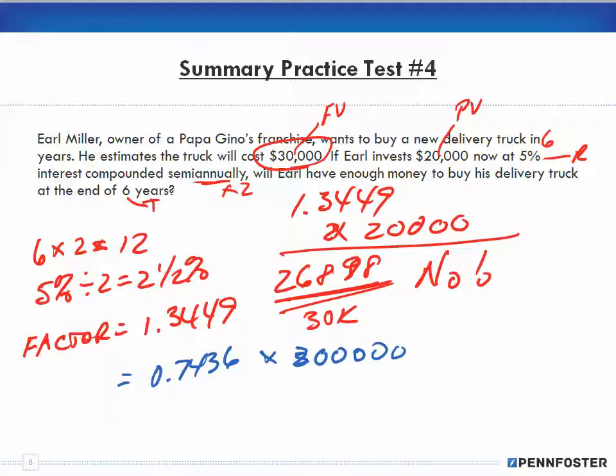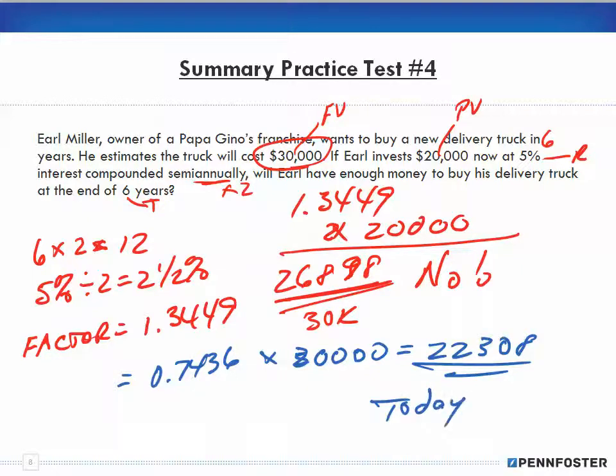whoops, too many zeros, that would have given us a present value on the 30,000 of $22,308, which means that's how much he would have needed to invest today in order to have the $30,000 in the future. But he's only investing the 20,000. So again, the answer is no. Investing 20,000, he doesn't have enough money to be able to buy the truck in 6 years.